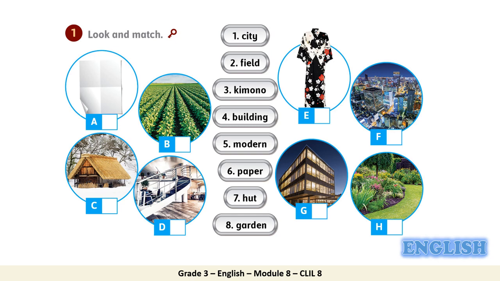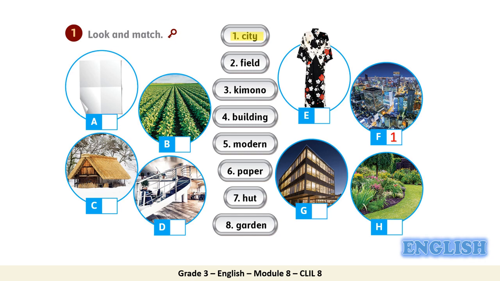So let's do number 1 together. The first vocabulary word is city. So which picture represents city? Amazing. F. Now pause the video and do the rest alone. Welcome back. Let's do them together.